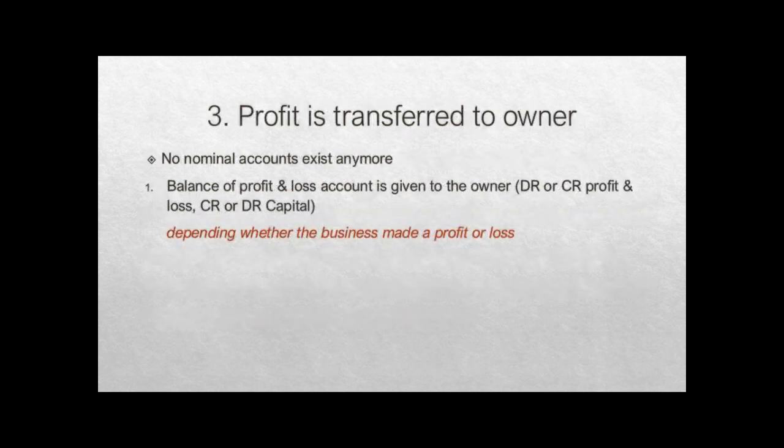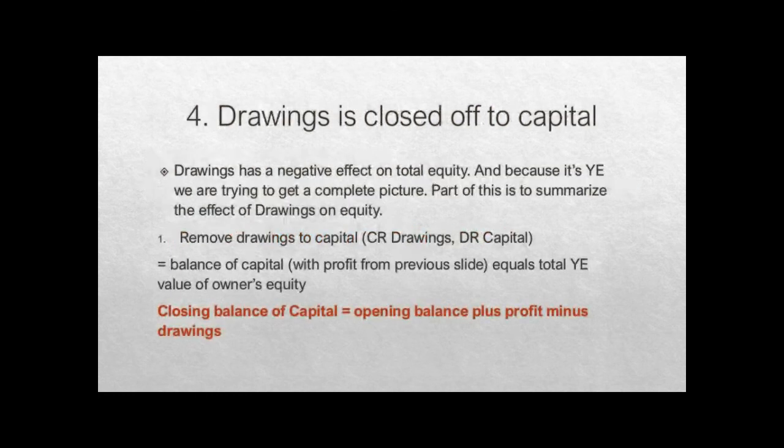Then we transfer the profit and loss that we've calculated to the capital account of the owner. If it's a loss, it would be debited to capital. If it's a profit, it's credited to capital. Okay, so depending on whether you made a profit or loss. And then the last step is we close off the drawings that we made during the year also to the capital account, to work out what is the new capital position of that owner at year end.